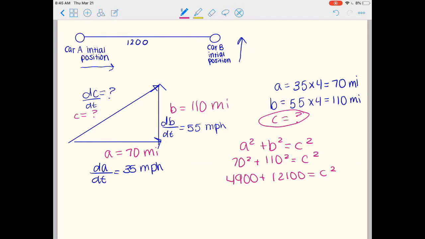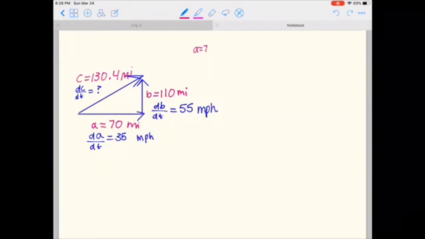And we could solve then using algebra. So we'd have to take the square root of our answer to get that C is 130.4 miles. We can organize our variables. We know that A is equal to 70 miles, B is equal to 110 miles, C is equal to 130.4 miles.